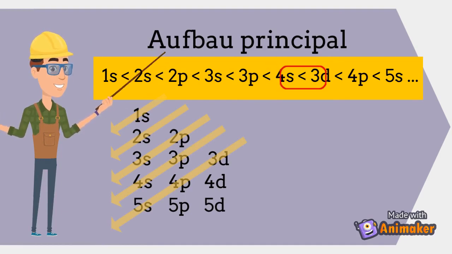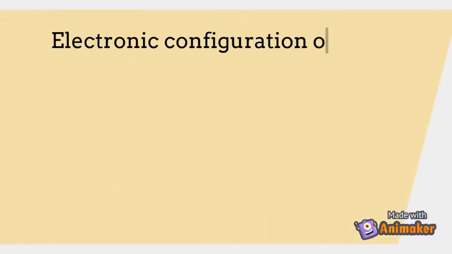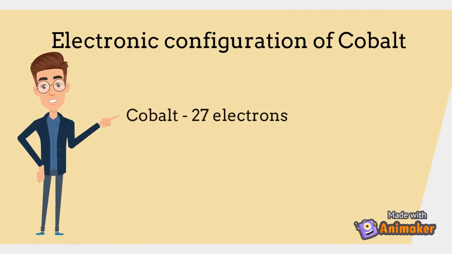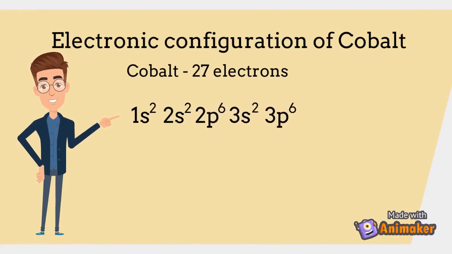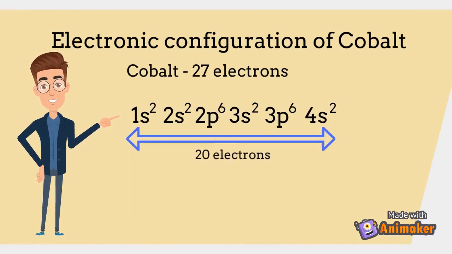From all of the things you learned now, we can write the electronic configuration for the cobalt atom. Remember there are 27 total electrons for the cobalt, right? 1s2, 2s2, 2p6, 3s2, 3p6 and then 4s2. Okay, now all together we have 20 electrons. So the other remaining 7 electrons should be put in 3d. Then it will end up with 3d7.